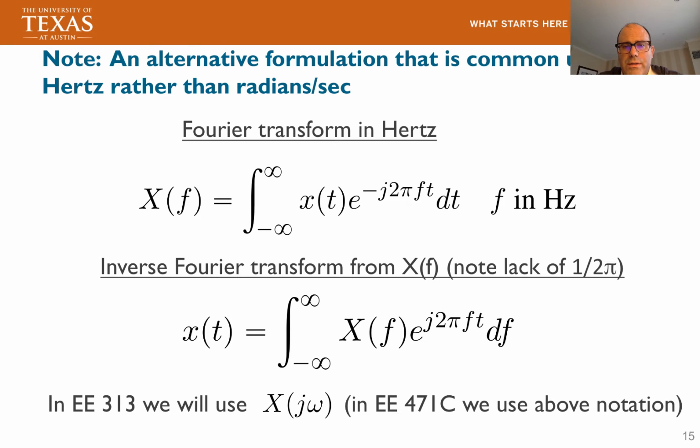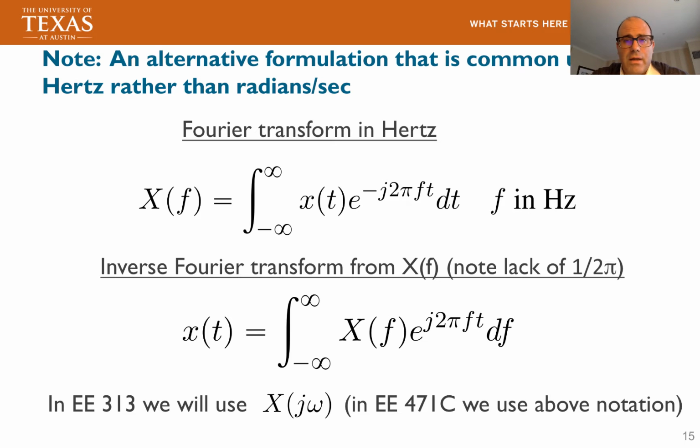Now, I want to also present an alternative formulation of the Fourier transform, where instead of using omega and radians, we use a frequency variable in Hertz. And so if we write it in frequency, the Fourier transform will be written as a function of f, and it would be minus j 2 pi f instead of omega. And then the inverse Fourier transform is the integral from minus infinity to infinity of x of f e to the j 2 pi f t. So the nice thing about using Hertz is that you get this very symmetric equation. There's no 1 over 2 pi floating around.